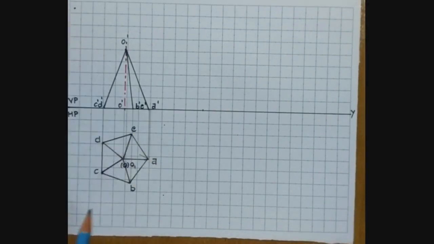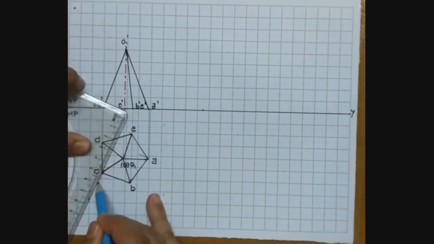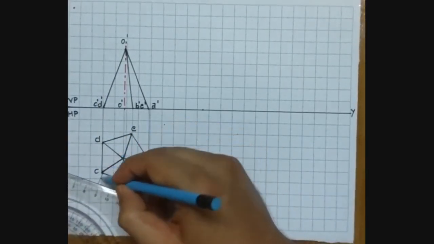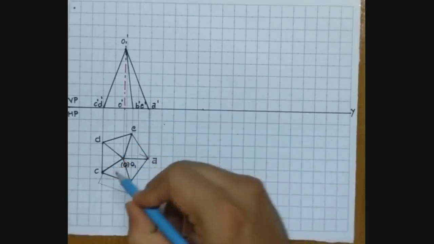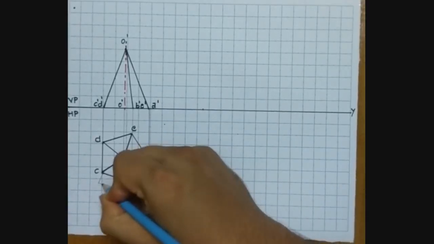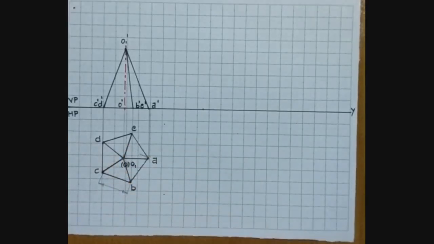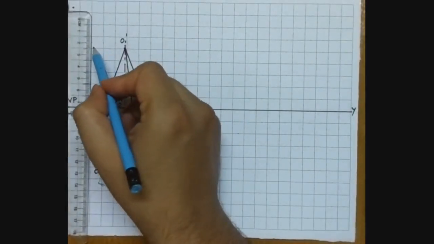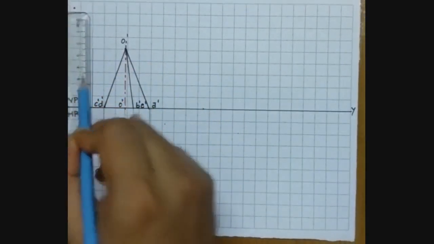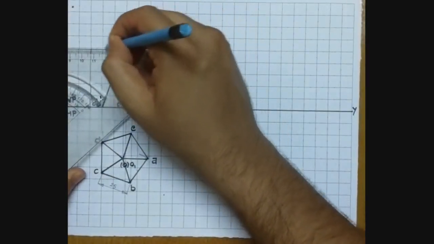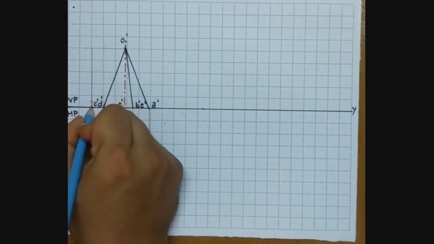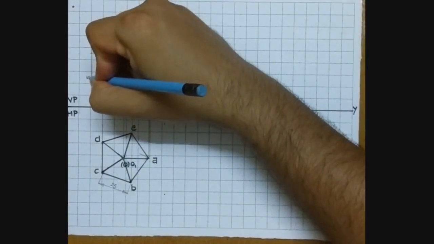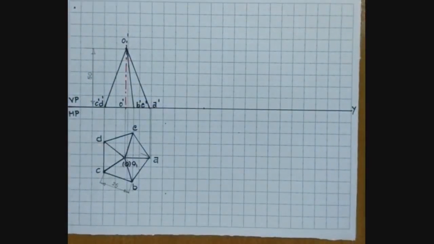And don't forget to do the dimensioning. This is 25 millimeter and the axis height is 50 millimeter. Now this completes the initial view.